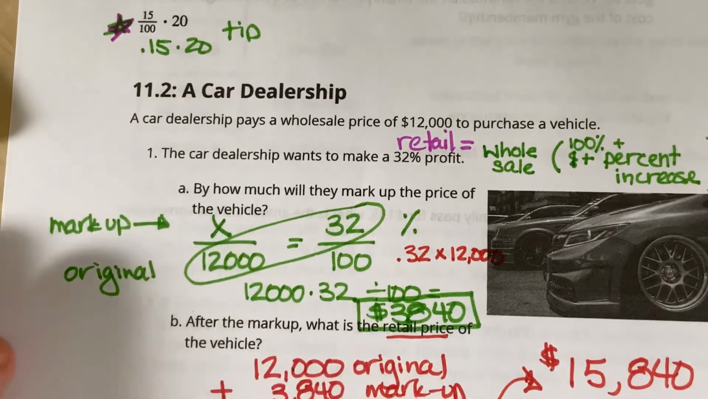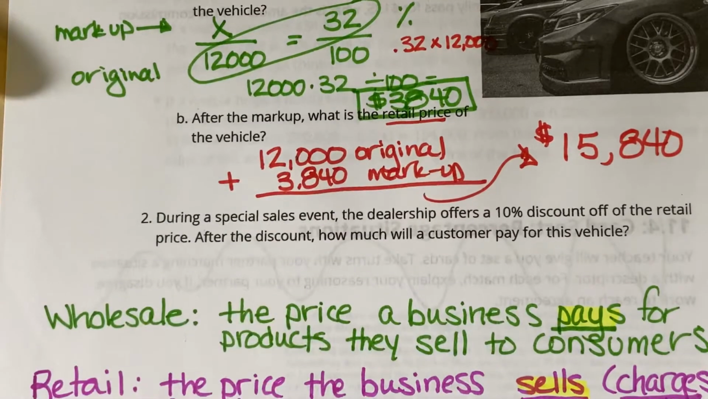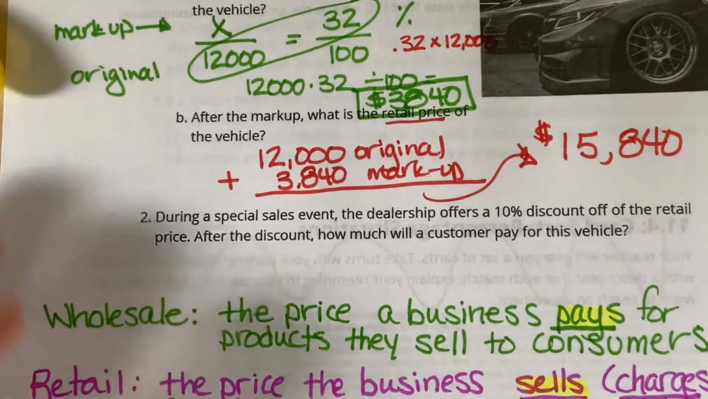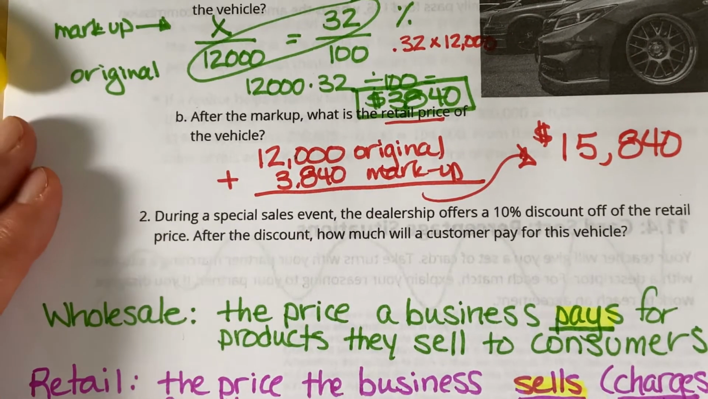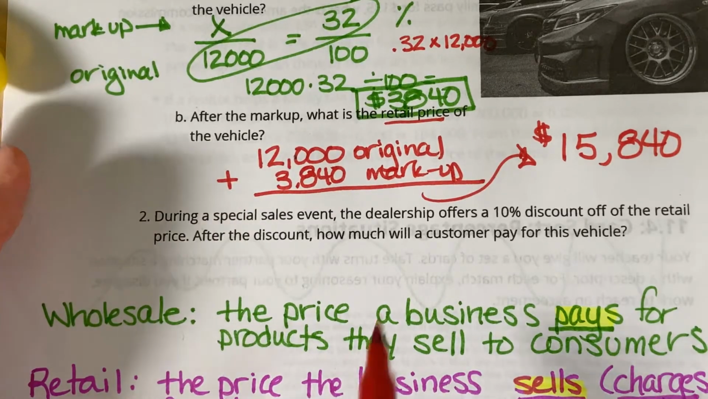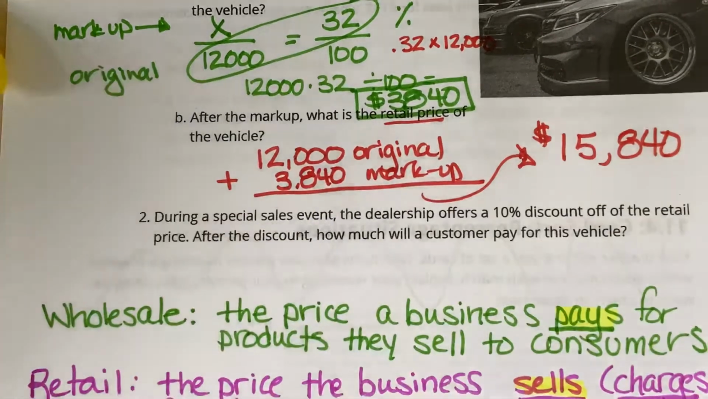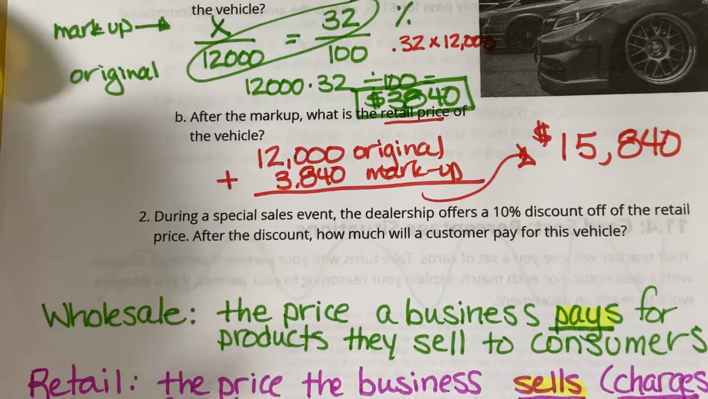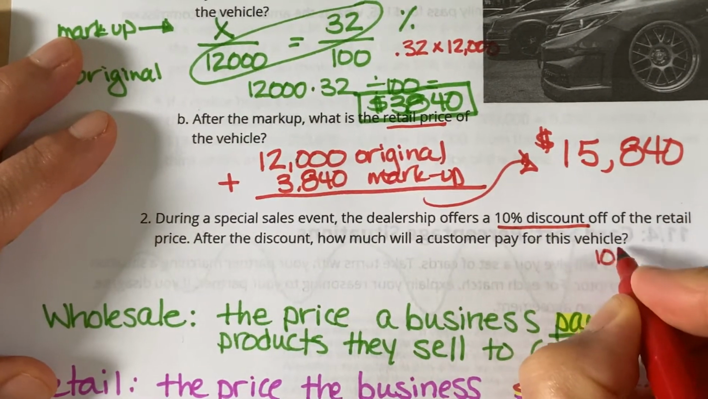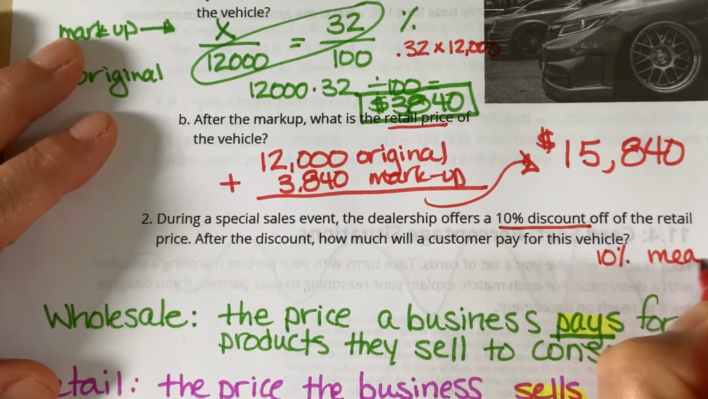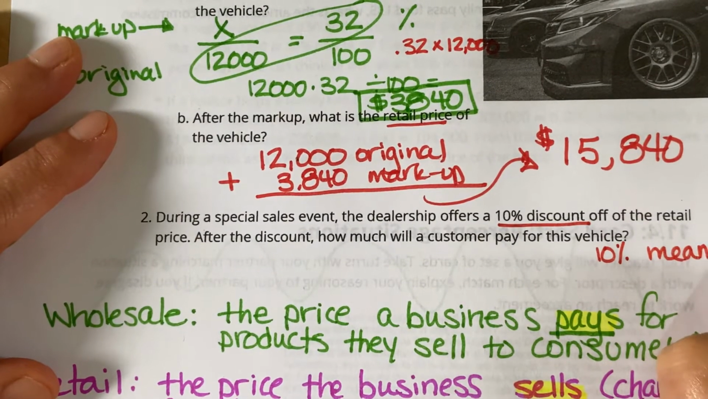Okay. All right, the second part of this question, I'm going to find a color I haven't. I'll use red because you can see the red. During a special sales event, the dealership offers a 10% discount off the retail price. Okay. So how much will this cost? Now, if you had 10% off, that means you're paying 90%. So 10% discount means you're paying 90%.